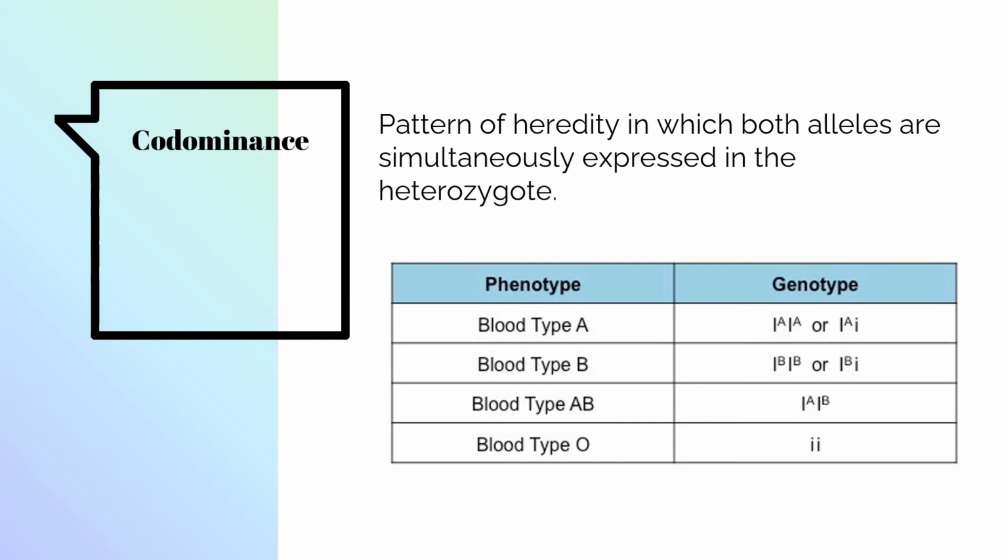For blood type B, we have IBIB. This is a homozygous blood type B. And for heterozygous blood type B, we have IBi. For blood type AB, we have IAIB. And for blood type O, we have here two small letter i or two recessive i.